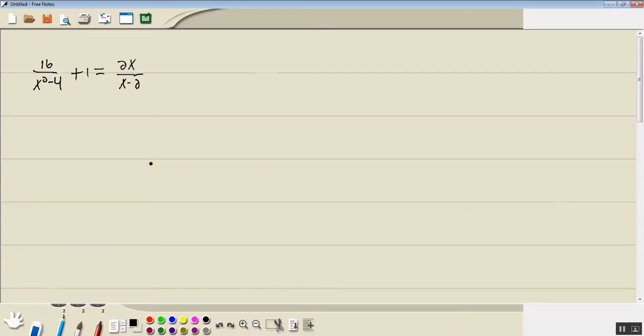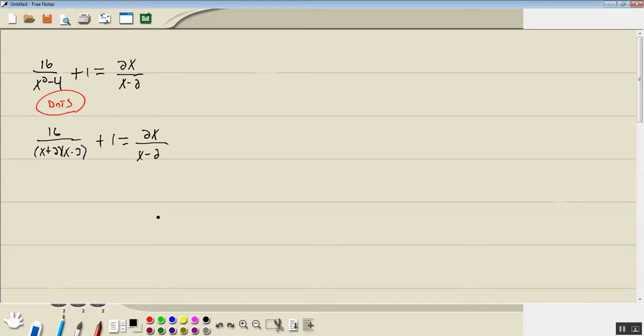Now, we're solving this, so we're going to factor all of our denominators. This will be the difference of two squares, two terms minusing it. So this becomes 16 over x plus 2, x minus 2, plus 1 equals 2x over x minus 2.